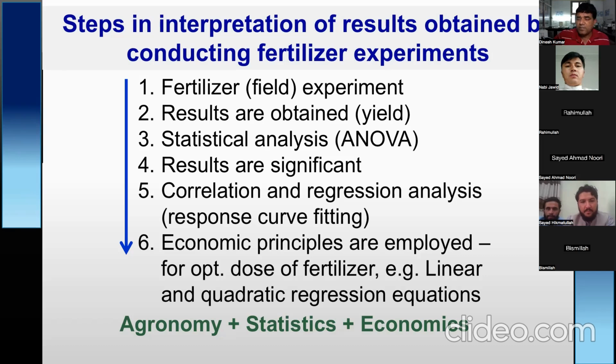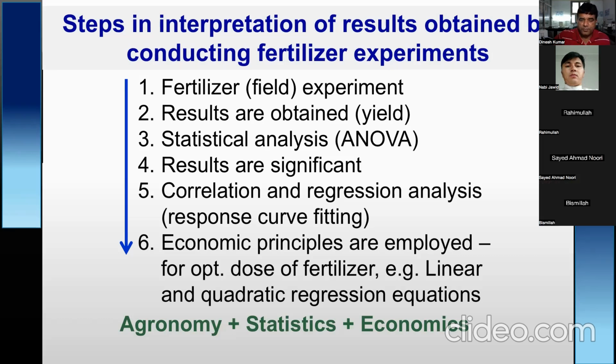Then statistics comes into the picture. We have done the F-test, judged the significance of the treatment, and it was found to be significant. Then we need to find out the optimum dose of fertilizer. So some economic principles are to be employed, that you will learn subsequently. Overall, knowledge of 3 subjects is necessary to understand the economic analysis when we decide the optimum dose of the fertilizer.